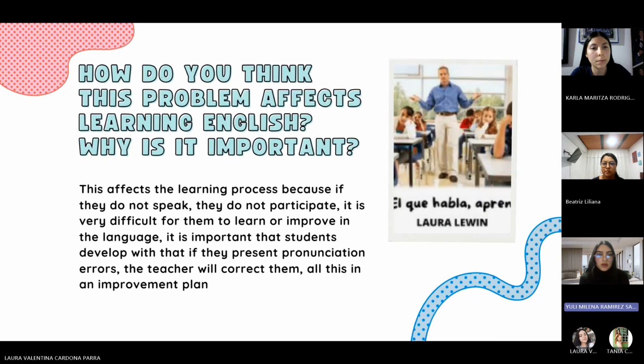How do you think this problem affects learning English? Why is it important? This affects the learning process because if they don't speak, they don't participate. It is very difficult for them to learn or improve in the language. So it is important that students develop this. If they present pronunciation errors, the teacher will correct them.